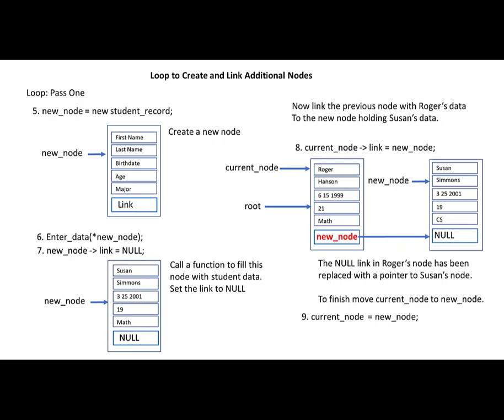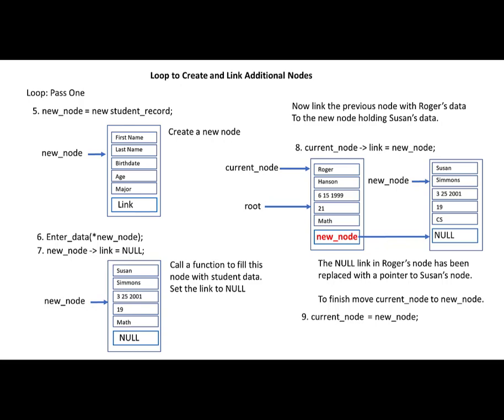Step number 5, where we create the new node. So a new node is equal to a new student record. And here's a little square, shows you the elements of that, the members of that structure plus the link and new node pointing to it. So here we create the new node. We will call enter data at this point, and we will type in the data for Susan. So you see her information is here. And then finally, step number 7 says that we're going to set the link to null. So the new node is pointing to Susan's information, and here at the bottom left you can see that information.